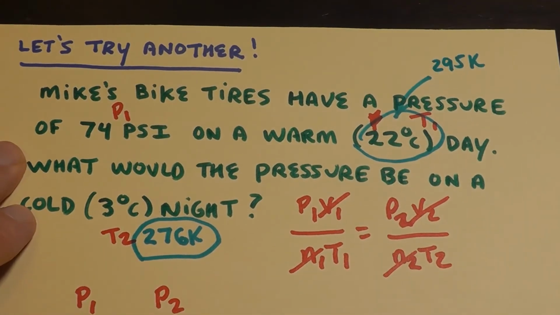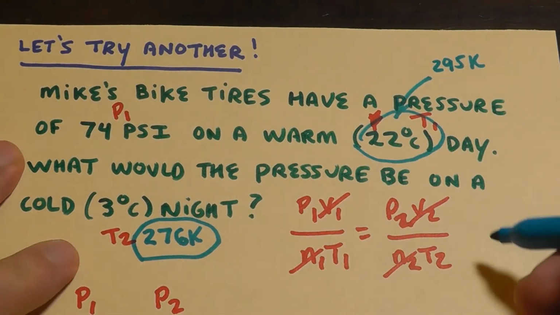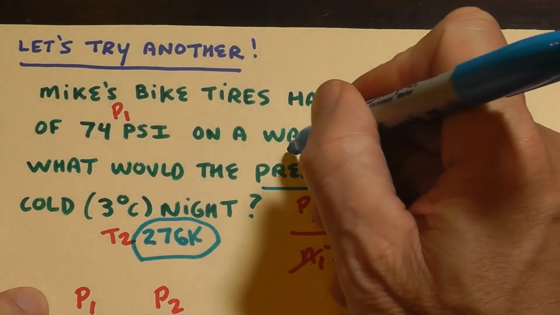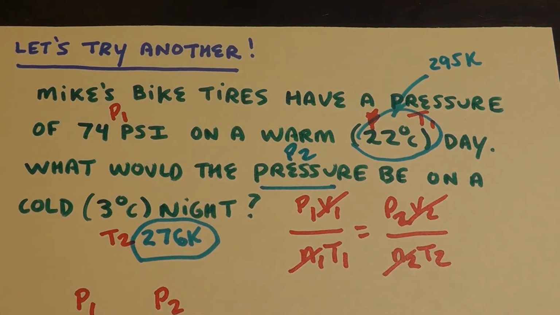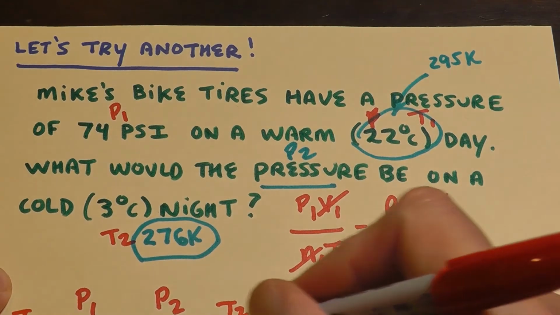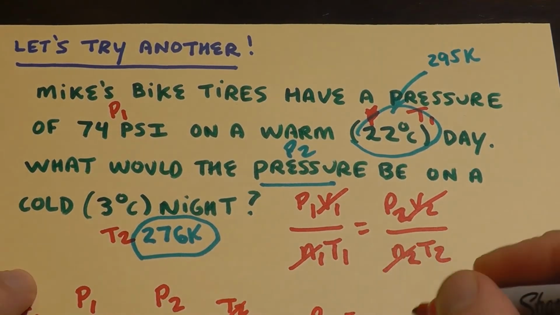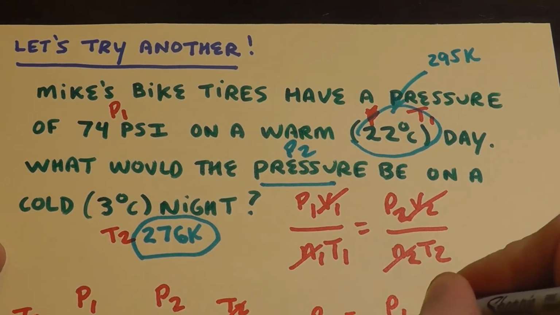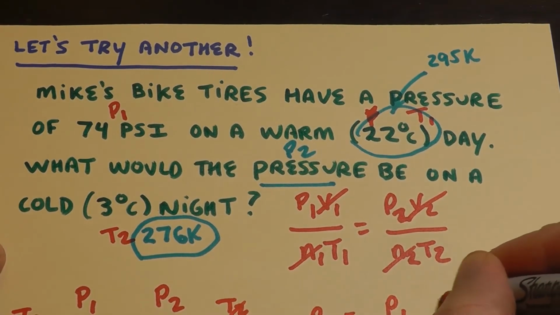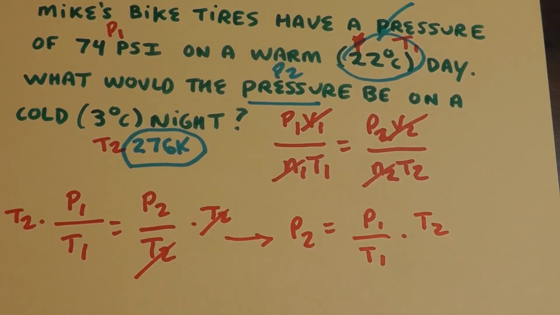So if I go ahead and plug everything into the correct place, or if you like to solve it first, what are we solving for? We're solving for P2. So I'm going to multiply both sides by T2. And if that's the way you like to do it, cool. That means P2 equals P1 over T1 times T2.